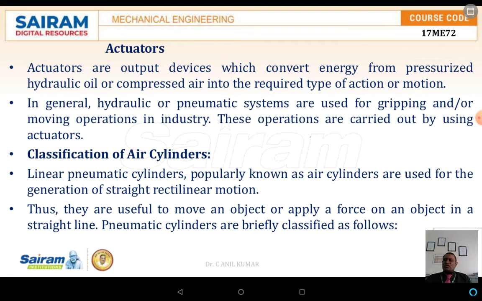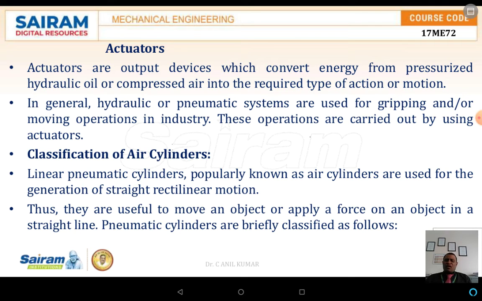The classification of the air cylinders. For the actuators, the basic component is the air cylinder. The linear pneumatic cylinders, popularly known as air cylinders, are used for the generation of straight rectilinear motion. Thus, they are useful to move an object or to apply force on an object in a straight line.